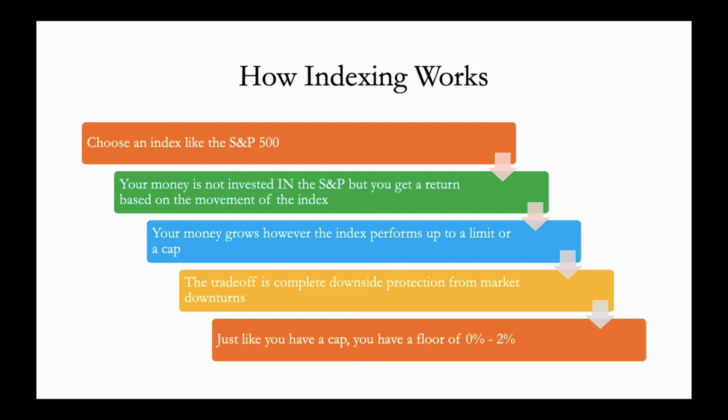Your money grows however the index performs up to a limit or a cap. For example, we'll say 12%. Now, if the market grows 15%, your money will only grow up to the 12% cap. But the trade-off is complete downside protection from market losses. So just like you would have a cap, you would also have a floor of 0. So the worst thing that could happen is you get 0 interest in market downturns. In other words, you never lose anything ever.